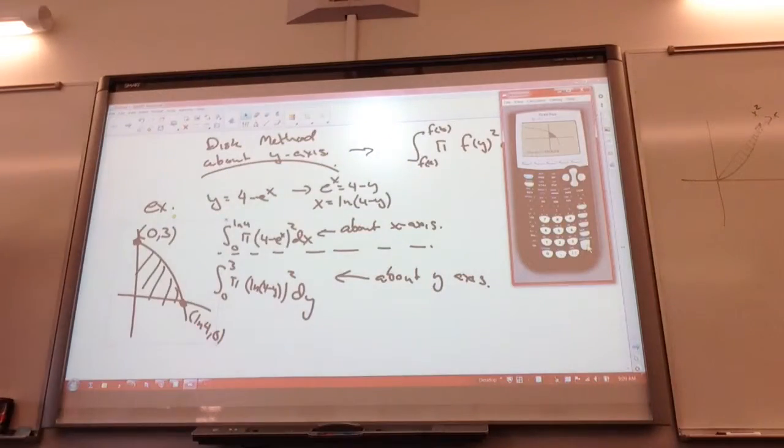All right, so that's basically how you do something about the y-axis, okay? As you follow this method right here. Now, this can get tricky.